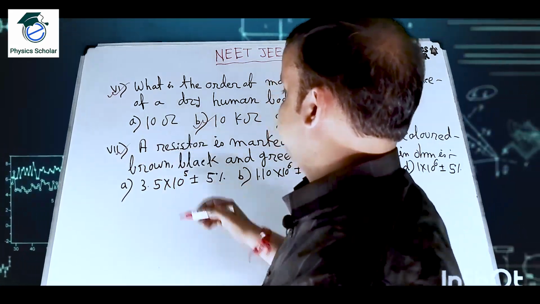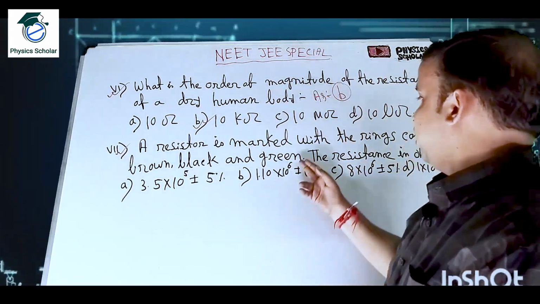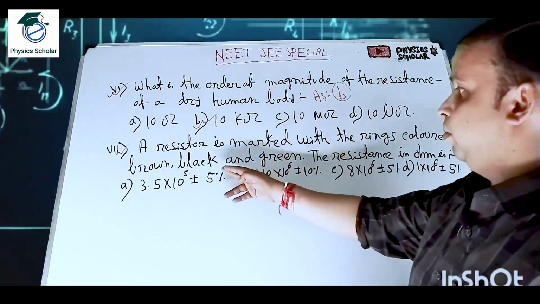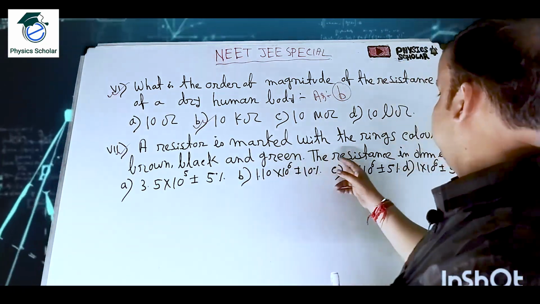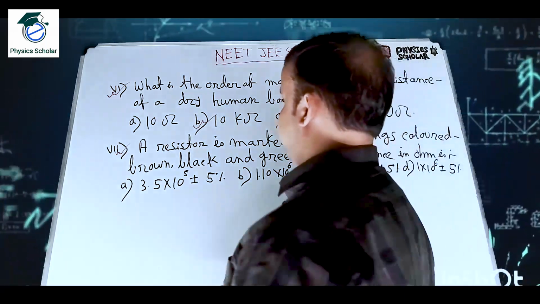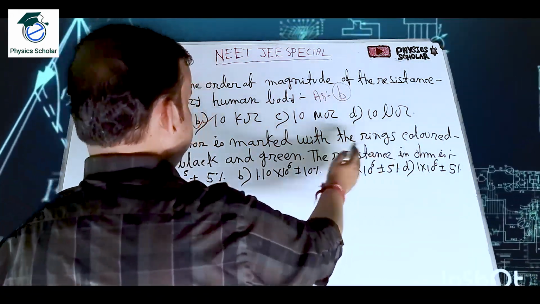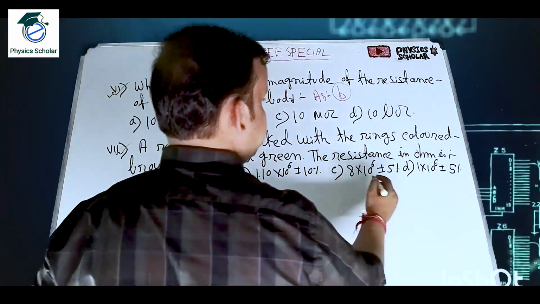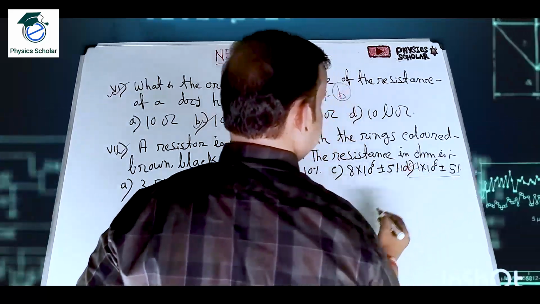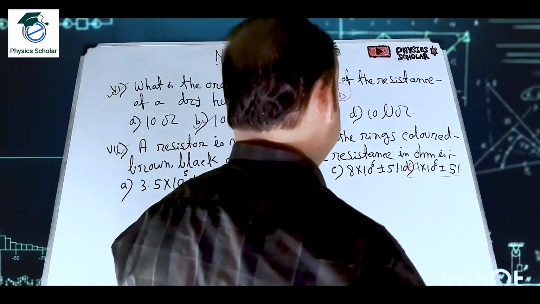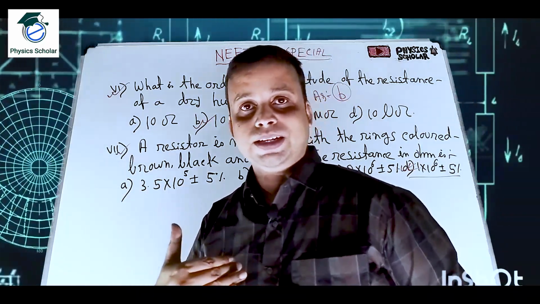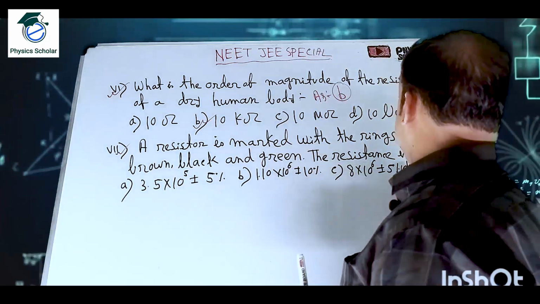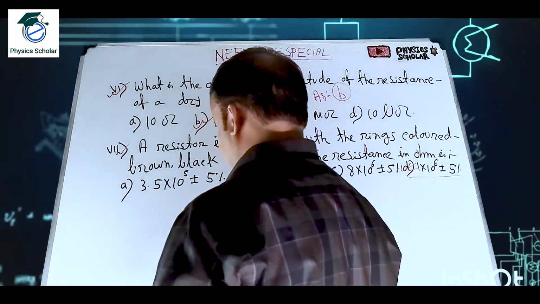Now next question: a resistor is marked with rings colored brown, black and green. The color codings are there. So what will the resistance in ohms be? If the color code is brown, black and green, then the resistance will be 1 into 10 to the power 6 plus minus 5%, that means it can increase by 5% or decrease by 5%. So the resistance will be 1 into 10 to the power 6 plus minus 5%.